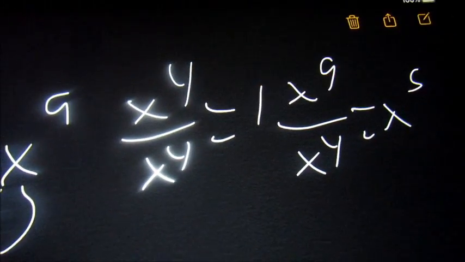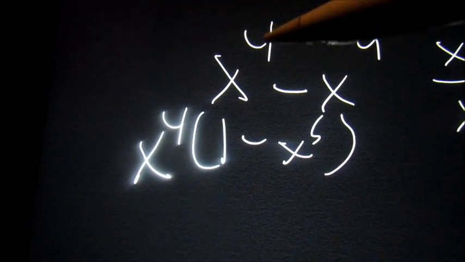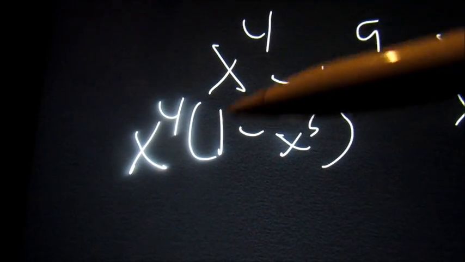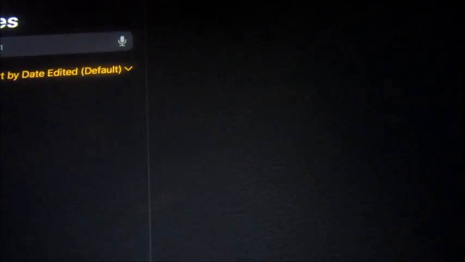You're going to get to where you don't do this actual step here. You're just going to divide it. x to the 4 divided by x to the 4 is 1. x to the 9 divided by x to the 4 is x to the 5.